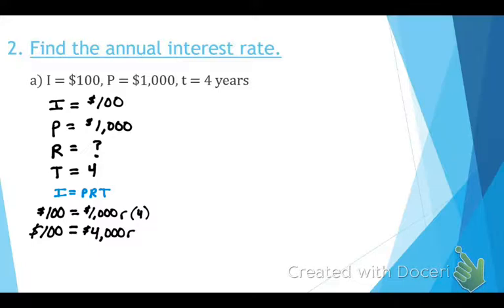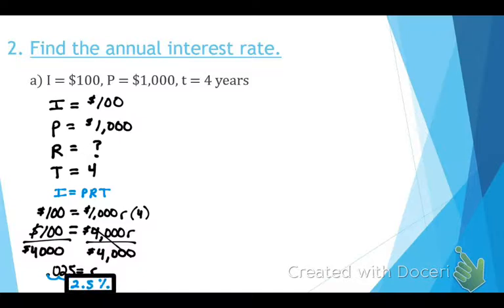What's not allowing the R to be alone? Okay, what about the 4,000? Multiply by 4,000. So Javaria, how do I get rid of multiply by 4,000? Divide by 4,000 because we want the R to be by itself. So we're dividing by 4,000 on both sides. This will cancel out. What's 100 divided by 4,000? 0.025. Now, as we remember, for rate, we want that to become a what? A percent. So let's move that decimal over, and what's my final answer? 2.5%. Very good.